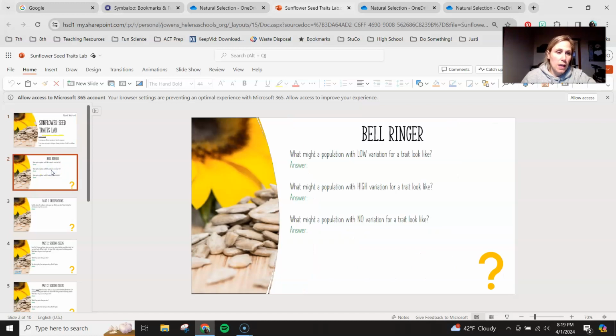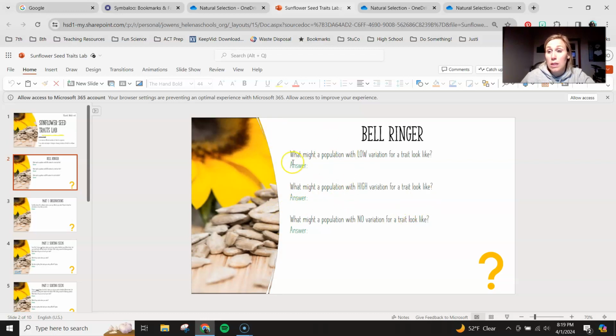Okay, so moving on, you guys have a bell ringer, so go ahead, take a second, complete these questions. What might a population with low variation for a trait look like? Again, this won't make any sense to you guys if you haven't done 1.2 and 1.3. So make sure you go back and have that done first, so this makes more sense to you. What might a population with high variation for a trait look like? And what might a population with no variation for a trait look like?